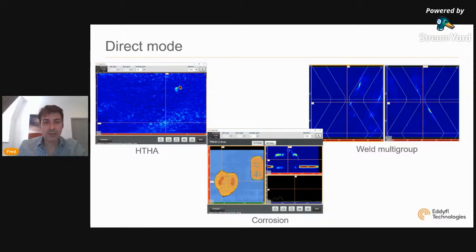The main applications for the direct modes can be HTHA, so high temperature hydrogen attack. We have an image right here. We have really small cracking, like 20 to 50 micron. We can use it for corrosion mapping, and we can also use those modes for weld inspection. So here is a multi-group TFM inspection using the new Capture 3.2.